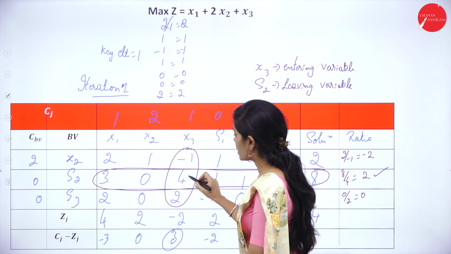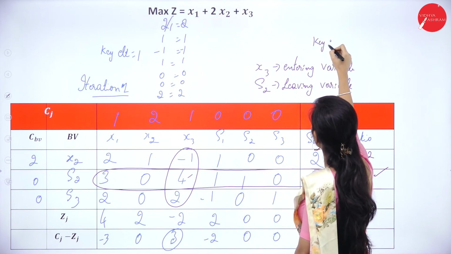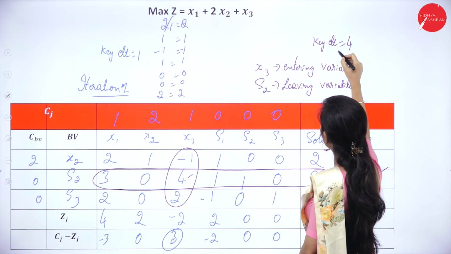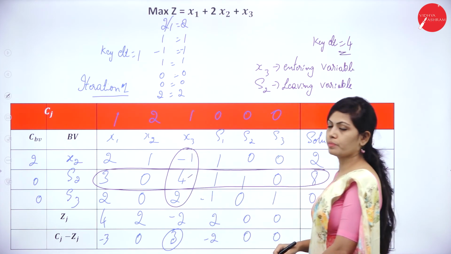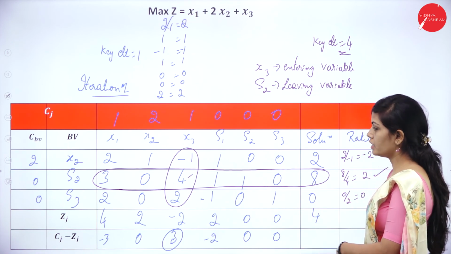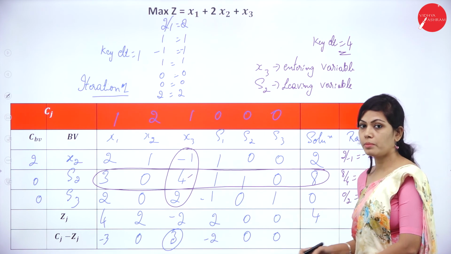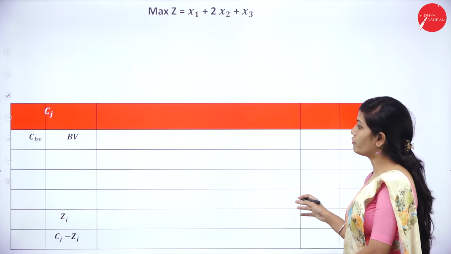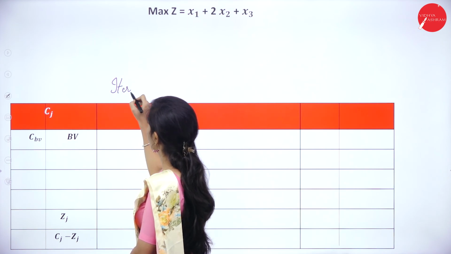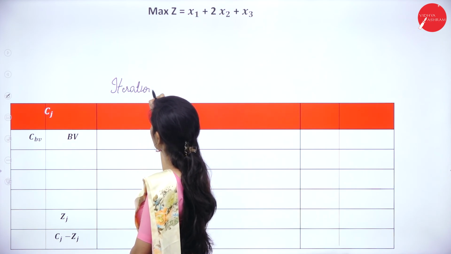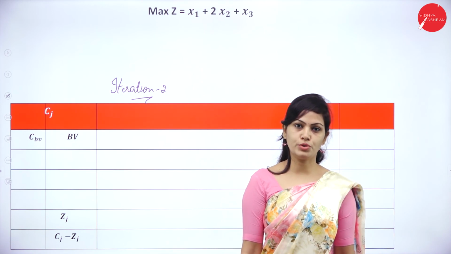So now the key element is 4. Key element is equal to 4, common for both key row and key column. So now you can find the second iteration because this is not satisfying the optimality condition. So now you can find the second iteration, iteration number 2. Definitely in the second iteration you will get the optimal solution.